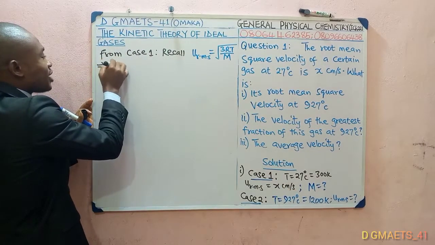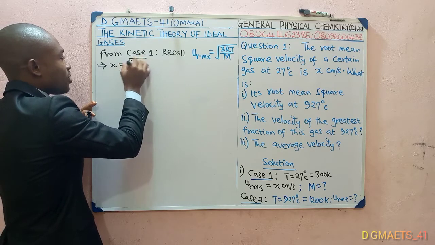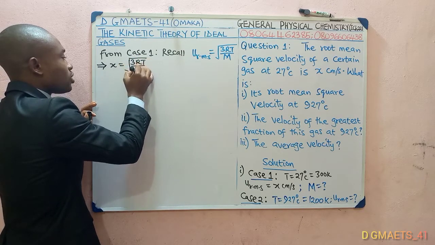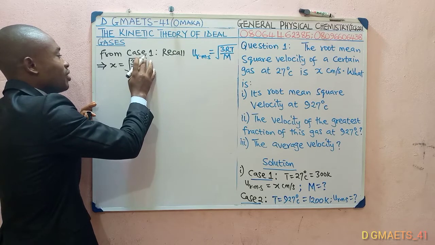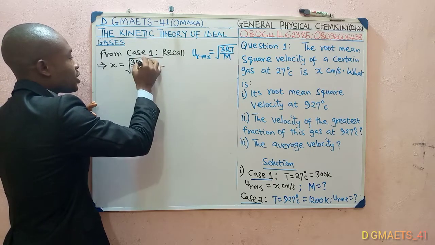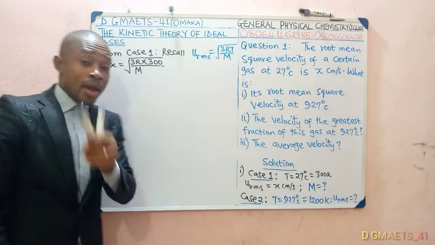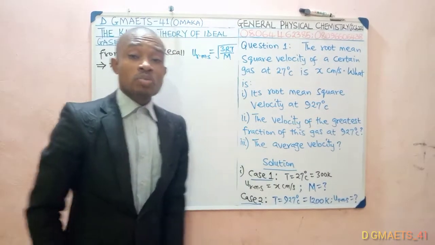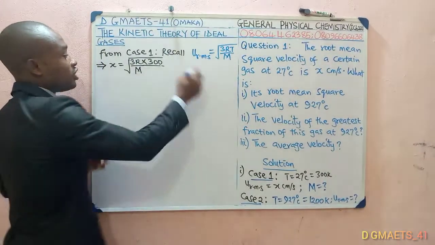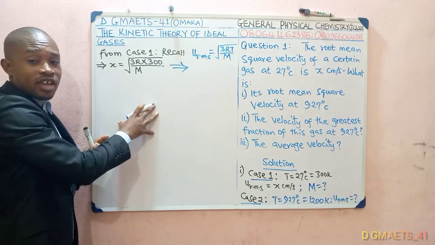So it implies that x will now be equal to the square root of 3RT divided by what? The molecular weight. Now the temperature, we know the value of the temperature, so I can substitute. In case 1, the temperature is 300 Kelvin. Remember from case 1, I want to make what? Molecular weight the subject of the formula. So to do that, what will I do? I'll take the square of both sides first. Are you following?